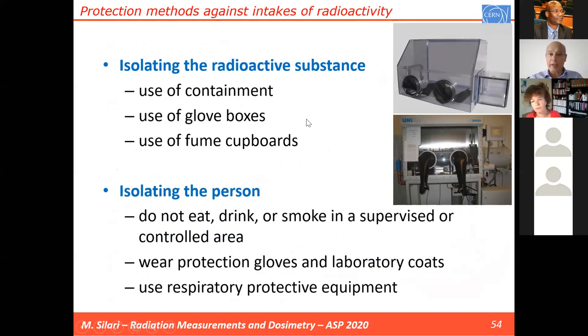For intakes of radioactivity, there are also protection means. You can use containment systems, glove boxes, fume cupboards, where radioactive sources which are volatile must be handled in this type of containment. And you can also isolate the person. So the basic rule when you are in a radiation area, even if there is no risk of contamination, but especially if there is a risk of contamination, is to avoid eating, drinking, smoking.